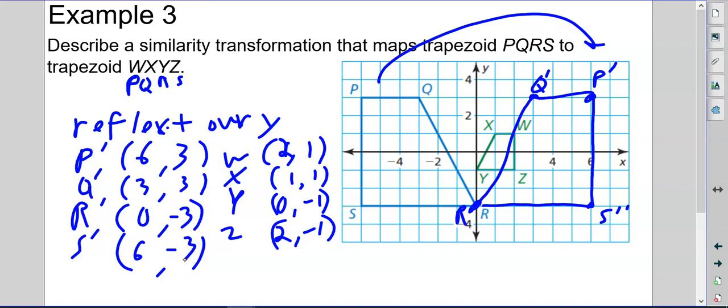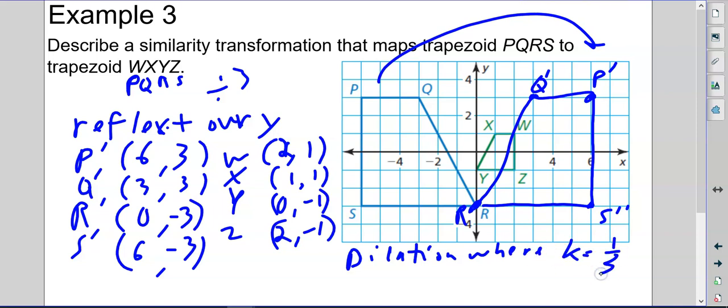Look at these numbers and think, how can I change a 6 into a 2 the same way I can change a 3 into a 1? Or negative 3 into a negative 1, okay? I need to divide by 3. So my next transformation is a dilation where K is equal to 1/3. If I divide all these numbers here by 3 or multiply by 1/3, I'll get those numbers.